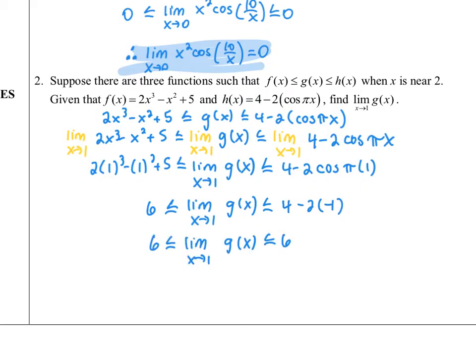And because the limit as x approaches 1 of g of x has to be in between 6 and 6, that means it has no choice but to equal 6 as well. And so the limit as x approaches 1 of g of x will equal 6.